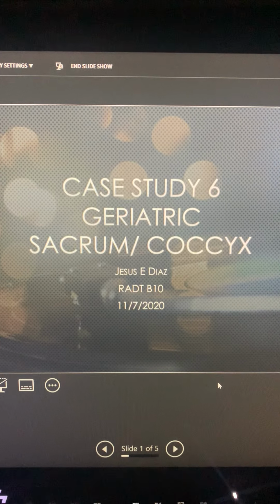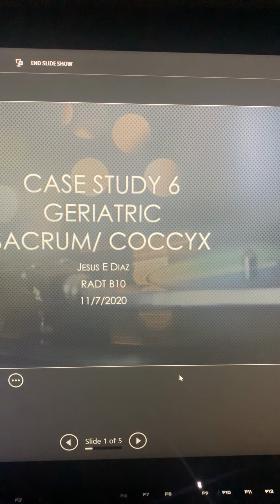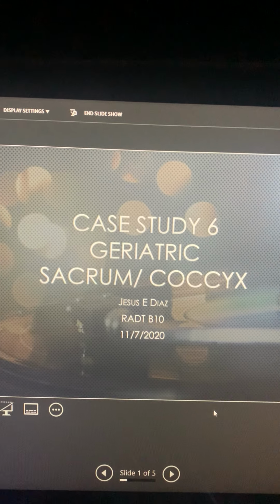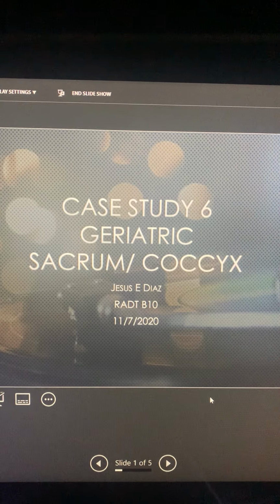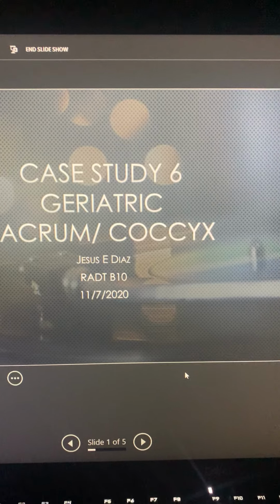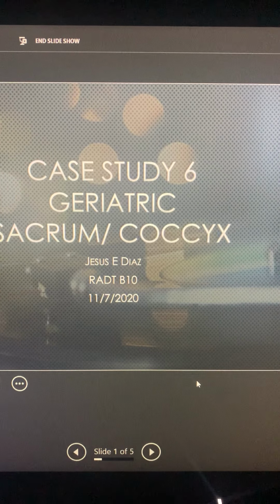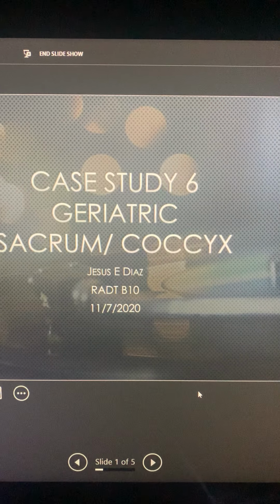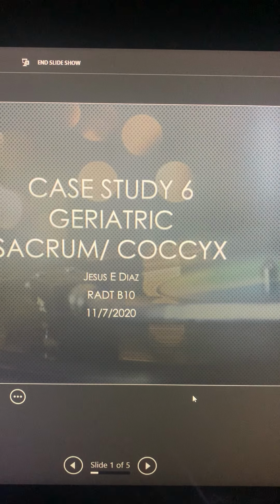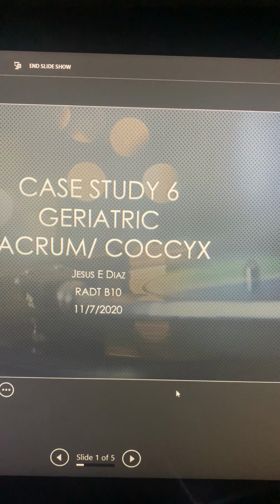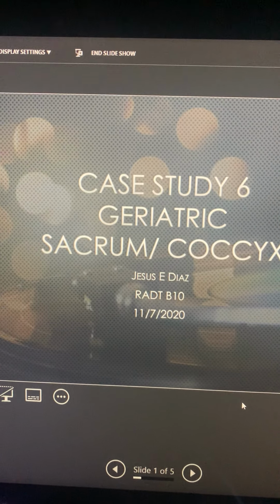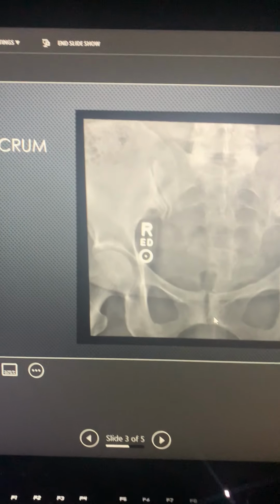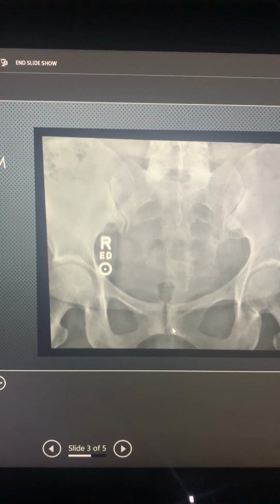We have a three-view sacrum coccyx. We have an AP axial sacrum, an AP axial coccyx, and a lateral sacrum coccyx, as per protocol at our site, Current Radiology. The patient was a 67-year-old female. She was ambulatory. This is a geriatric case study due to the age of the patient. The physician's findings were not radiating at the time. And without further ado, let's get started.